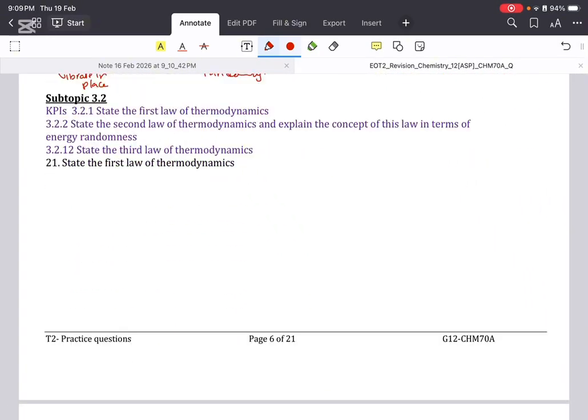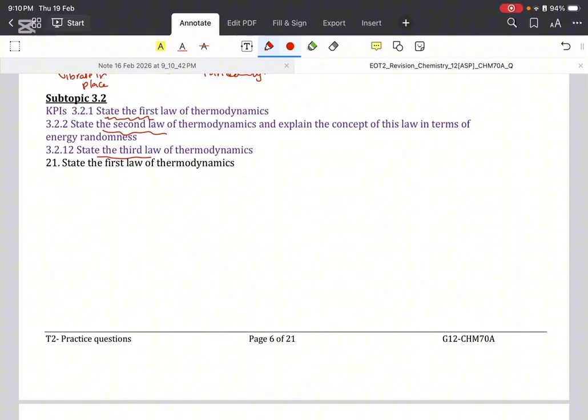On to the questions covering subtopic 3.2. In this subtopic, the KPIs include stating the first law of thermodynamics, the second law of thermodynamics, and the third law of thermodynamics. So I'm just going to mention the three of them.